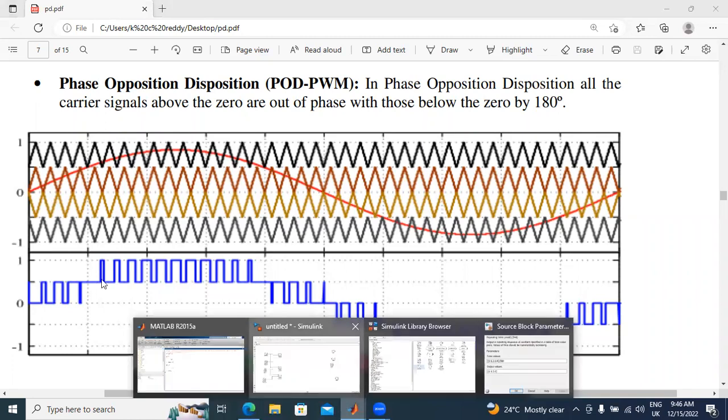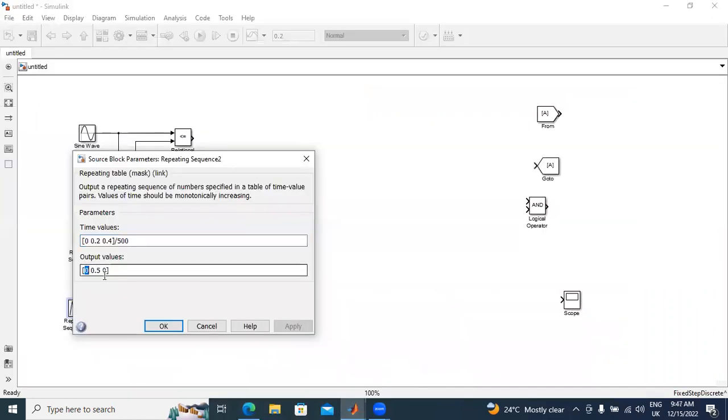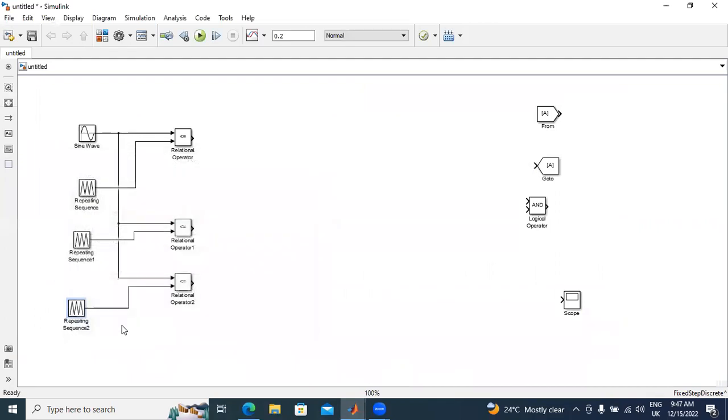Here I will apply minus 0.5 to 0. Again minus 0.5. Okay, this is the third repeating sequence.